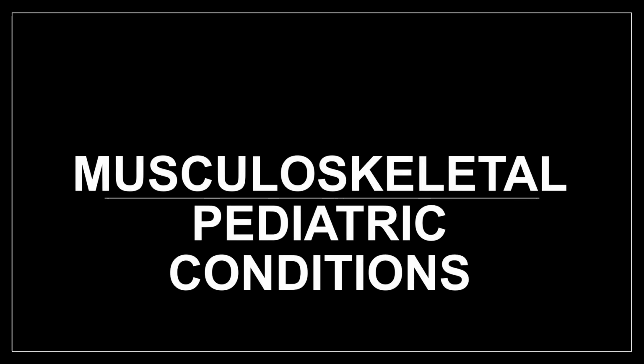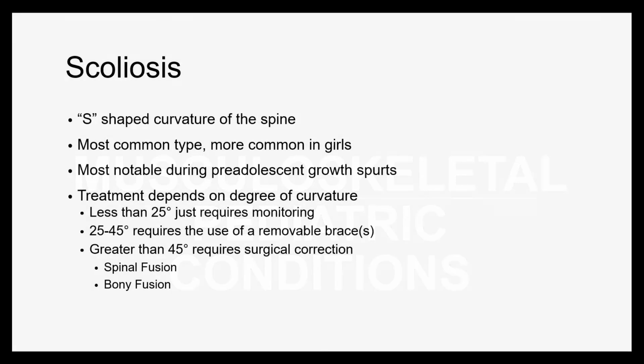This lecture is over pediatric musculoskeletal conditions. Scoliosis is the S-shaped lateral curvature of the spine. It's one of the most common types of abnormal curvatures of the spine. It's more common in girls than in boys.